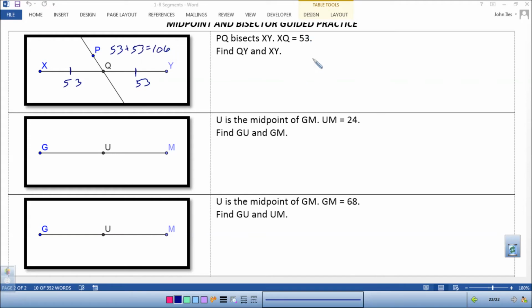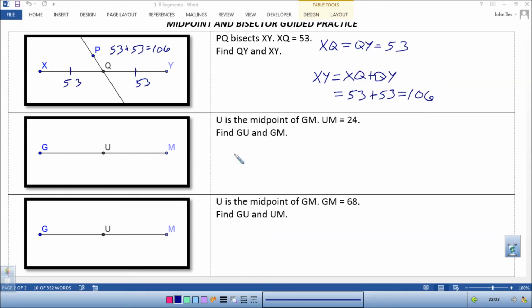So let's get this written down then. First off, we say XQ is equal to QY. So that's 53. And then we write XY equals XQ plus QY, and that's equal to 53 plus 53, which is 106.